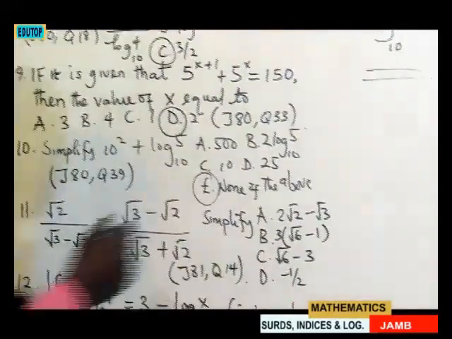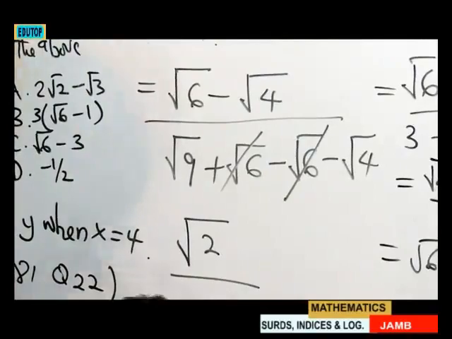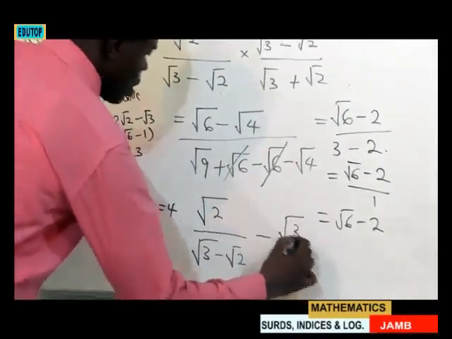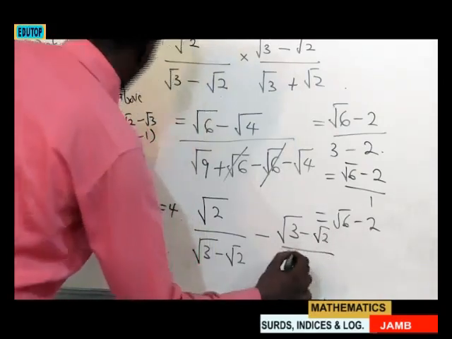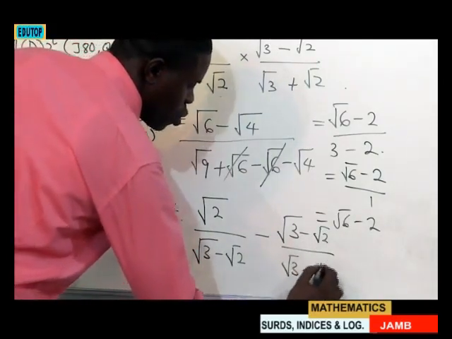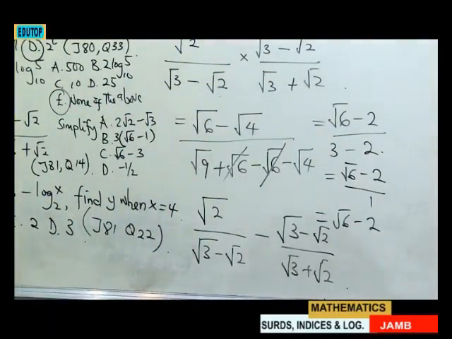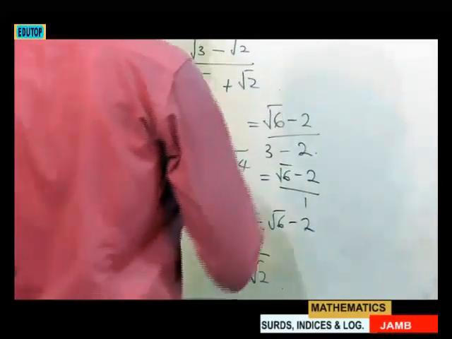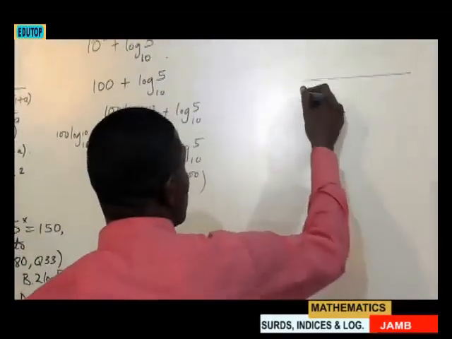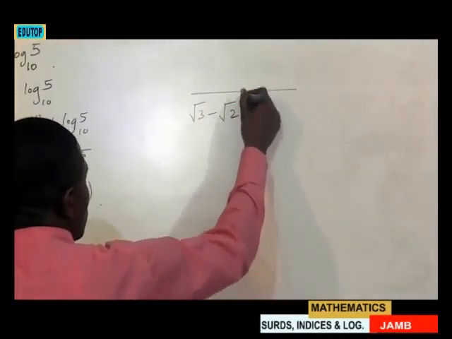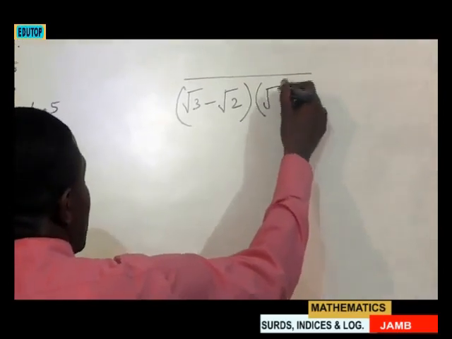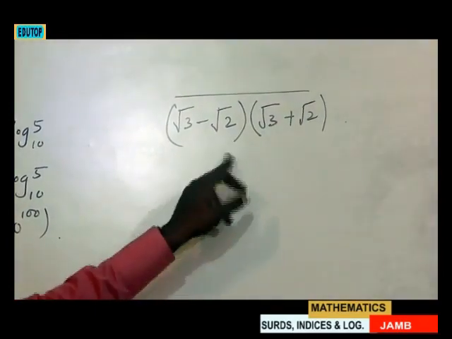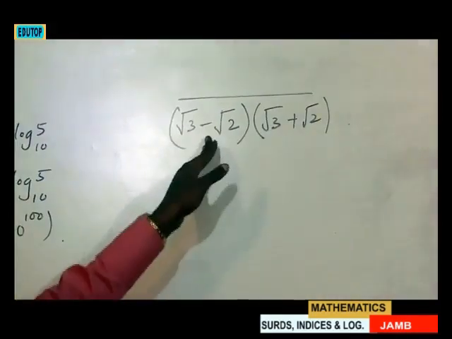Then the next question, we have root 2 over root 3 minus root 2, minus root 3 minus root 2 over root 3 plus root 2. In this situation, we have a minus here. So the first thing we are going to do is to find the LCM. The LCM will definitely be root 3 minus root 2 times root 3 plus root 2. That's what I'm going to have as the LCM. Then how many of these will I see here? I will see this, because this one will cancel this and be left with this.